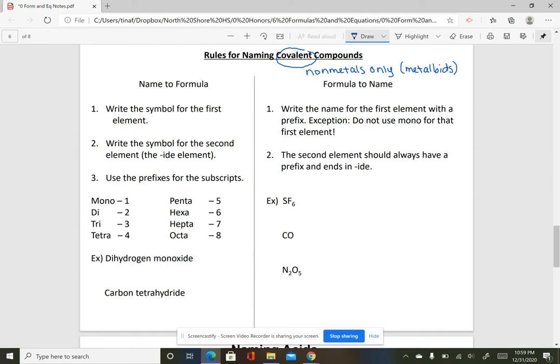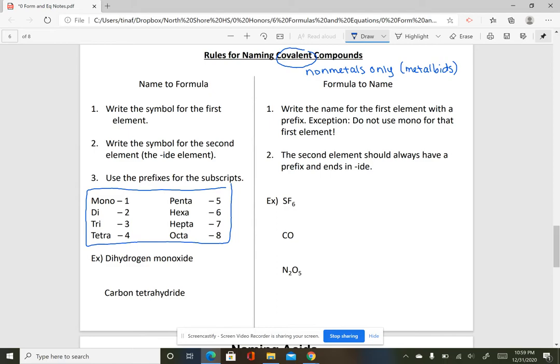So I don't want you to get confused with that. So for covalent, the naming and the formulas are a lot simpler. All you have to worry about are these prefixes. So you have to know what these prefixes are and what number they stand for.